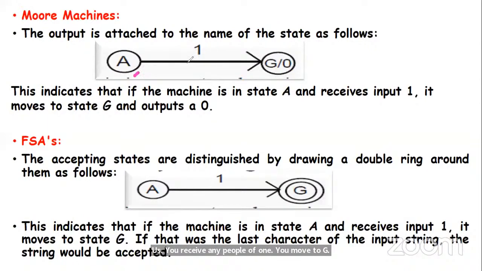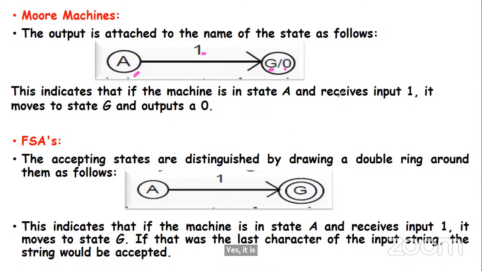You are in state A, you receive a 1, you go to state G, and output 0. This indicates that if the machine is in state A and receives input 1, it moves to state G and the output is 0. For a finite state automaton, the accepting states are indicated, and states are distinguished by drawing a double ring around them as follows.